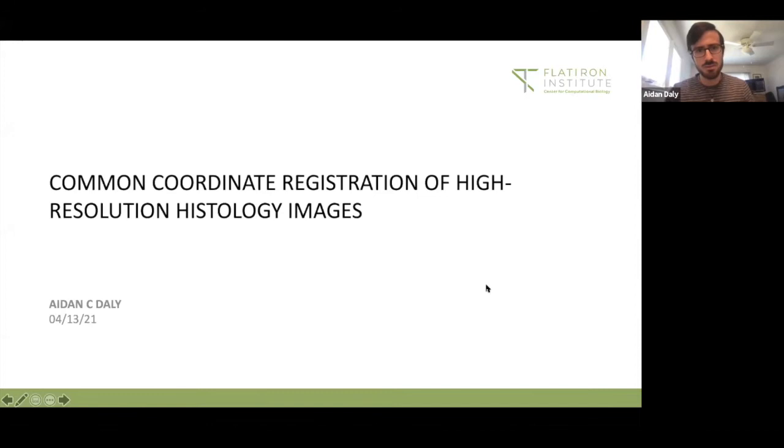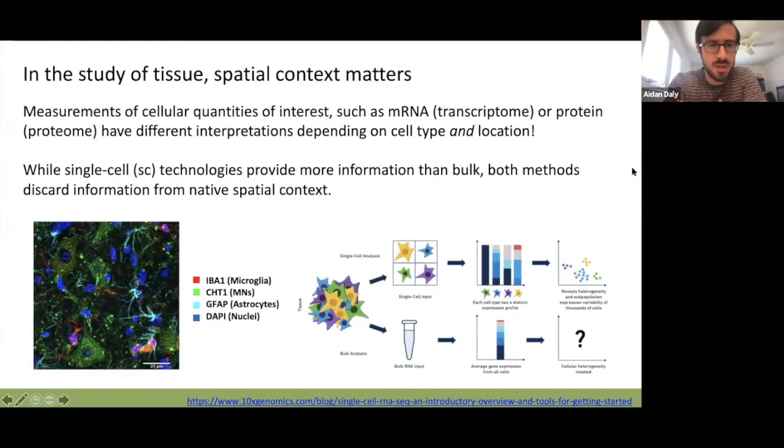Starting right off, when we're studying tissue, spatial context is obviously very important. We see on an example image on the lower left neural tissue stained for a couple of different markers of different cell types. Tissue is a very complex patterning of different cells of different types that are all interacting with each other. So when we're measuring any quantity of interest within a cell, mRNA or protein, we will have very different interpretations depending on the cell type from which it originated and the location and context of that cell.